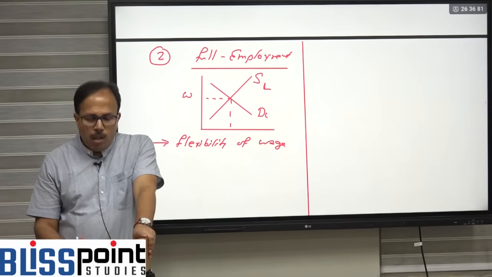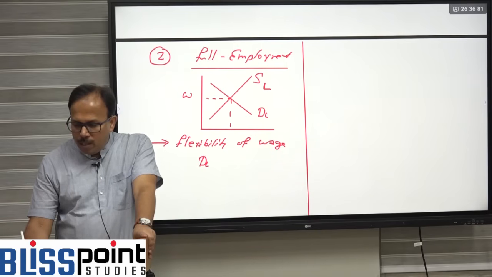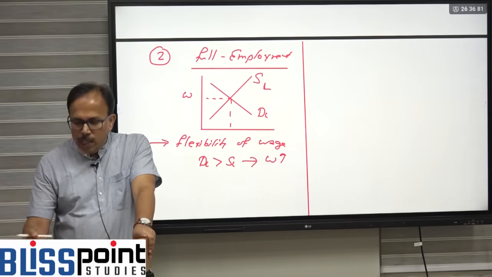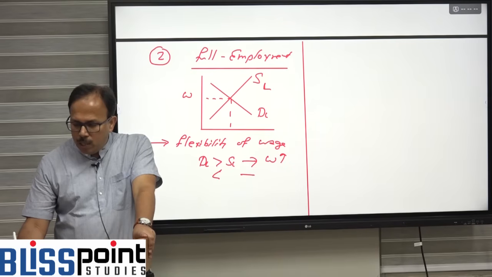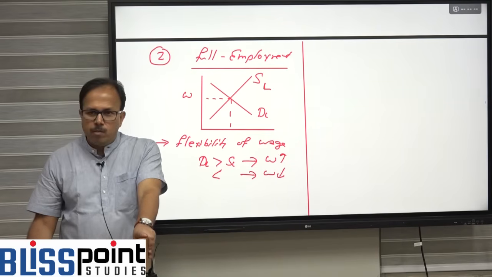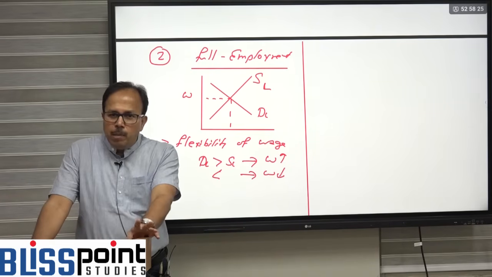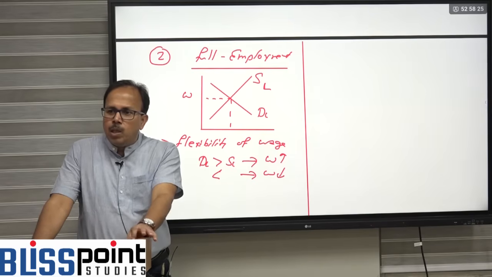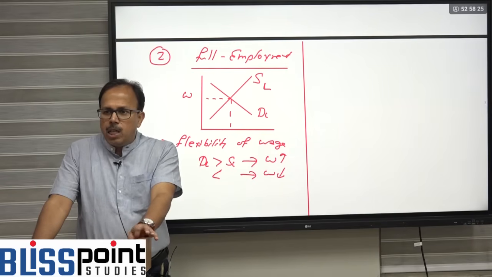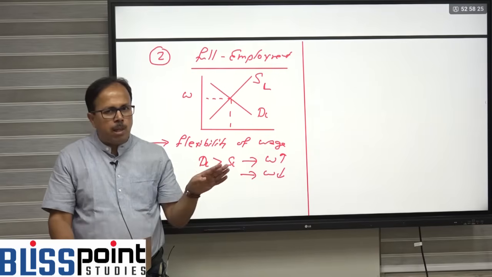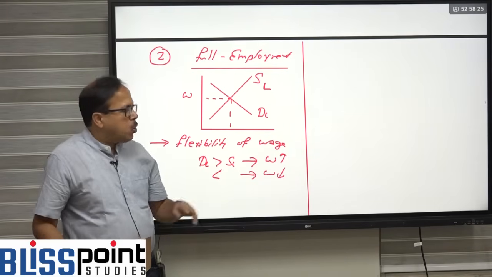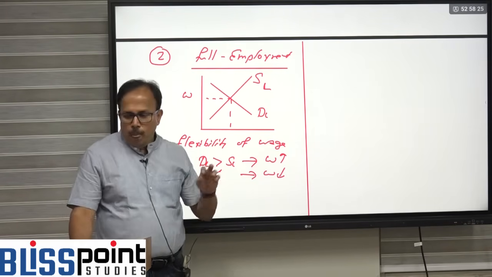It means if labor demand is more than labor supply, in that case wage will increase because of more demand for labor, and if supply is more, then wage will fall. So if labor demand and labor supply are not equal, then wage will adjust, and it will adjust immediately, so that demand is always equal to supply. The market will always clear in the classical approach.